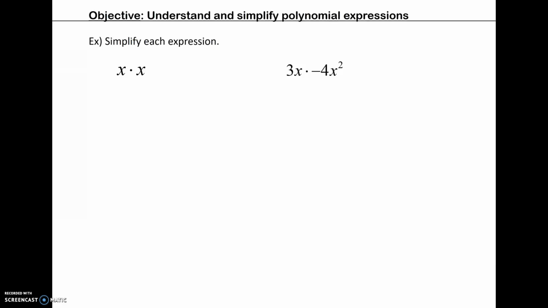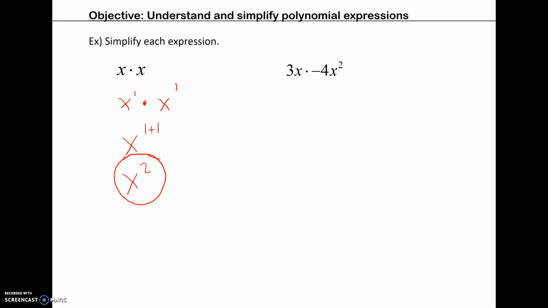Okay, so starting here, we have x times x. So if I think about product of powers, you actually have the same base here. So this is x to the power of 1 times x to the power of 1, if you want to think about it that way. Because if you think about it that way, product of powers means that you have to add the exponents. So that would mean 1 and 1 makes 2, or x squared.